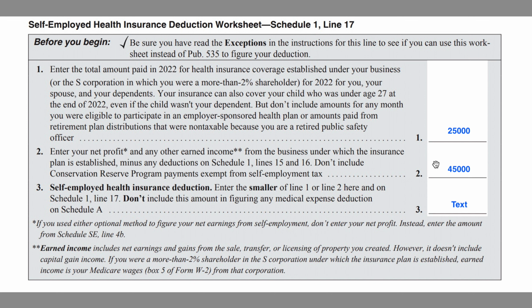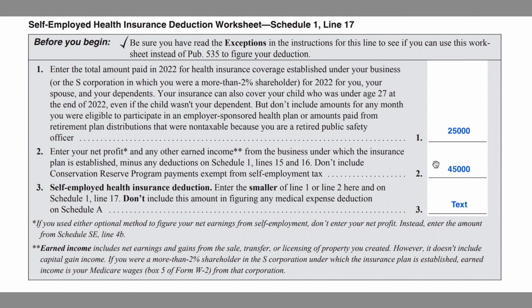This is different from capital gain income, where you might have held assets for business use and then you turn around and sold them, or you held them for investment purposes and you turn around and sold them and made a profit. The earned income from the sale, transfer, and licensing of property you created is not considered capital gain income. If you are more than a 2% shareholder in the S corporation under which the insurance plan is established, then your earned income happens to be the same as your Medicare wages, which you can find in box 5 of your Form W-2 from that corporation.